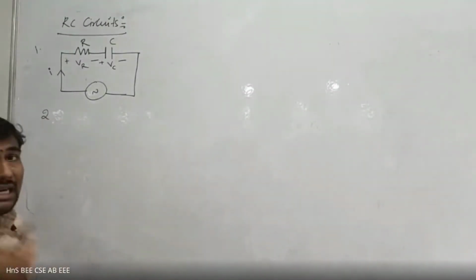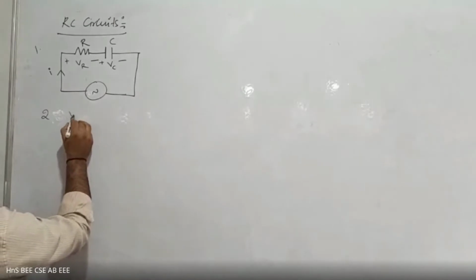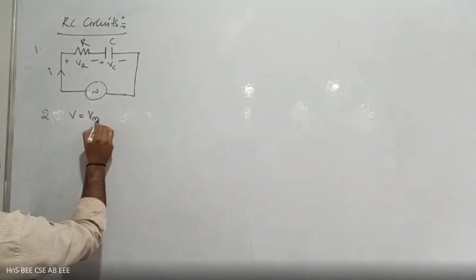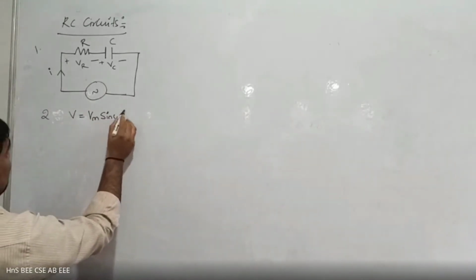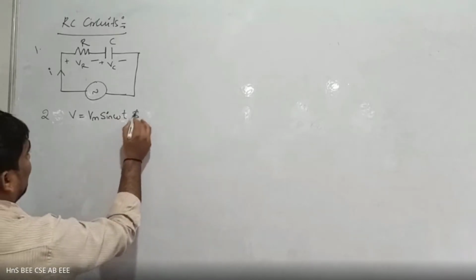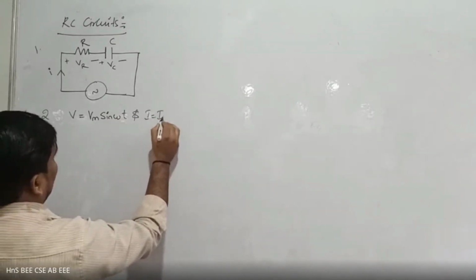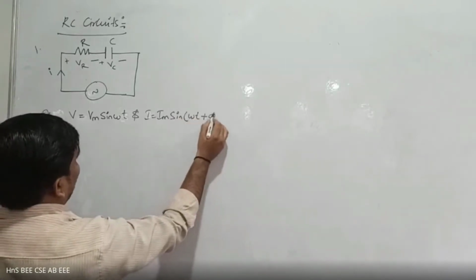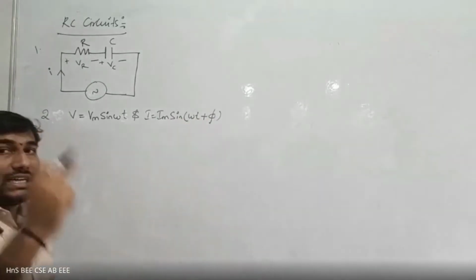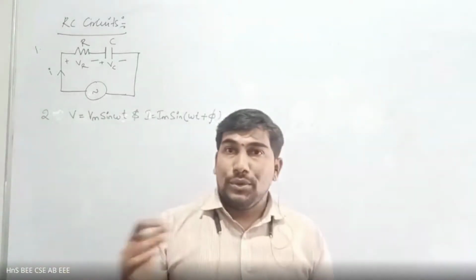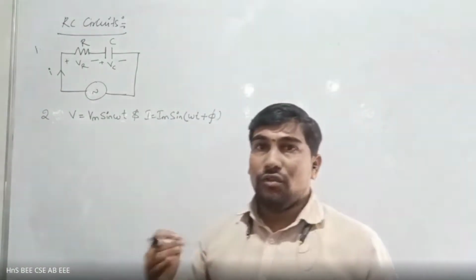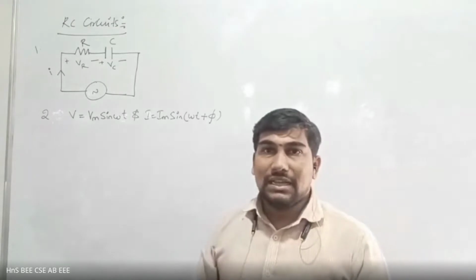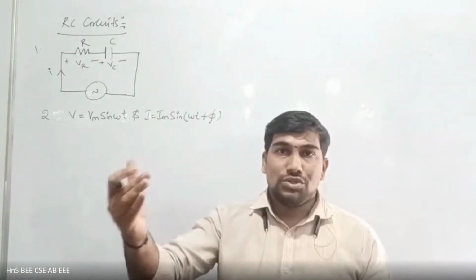Write the voltage and current equation. What is the standard equation of voltage and current in our AC circuits? That is V equal to Vm sin omega t, and I equal to Im sin(omega t plus pi) for capacitor, minus pi for inductor. From pure resistor, pure inductor, pure capacitor, we know very well which is leading, which is lagging. That is nothing but which is positive, which is negative.